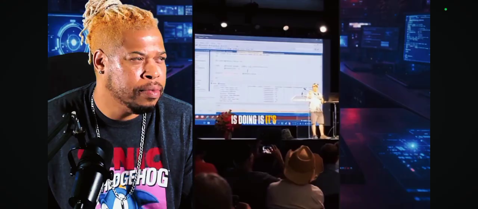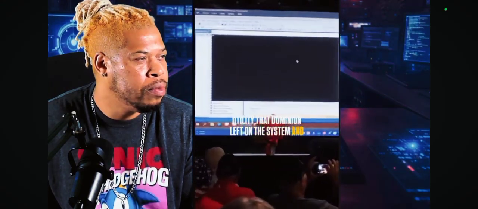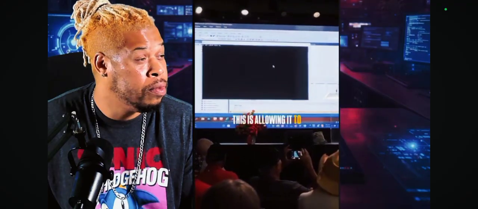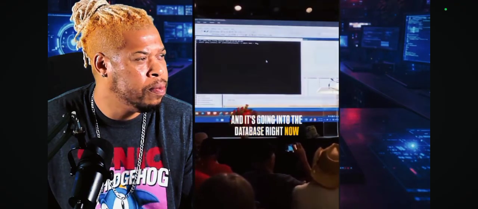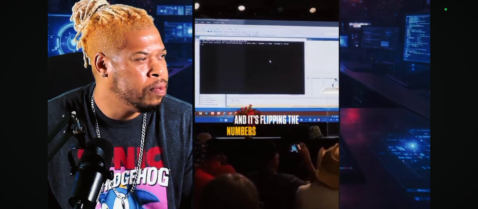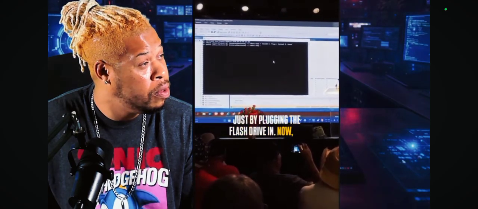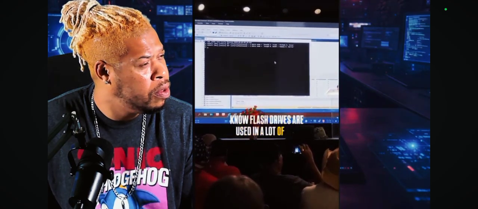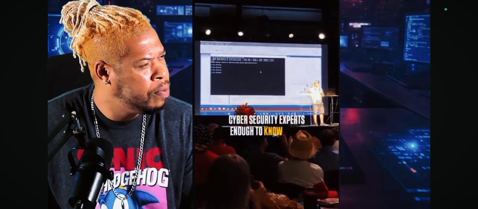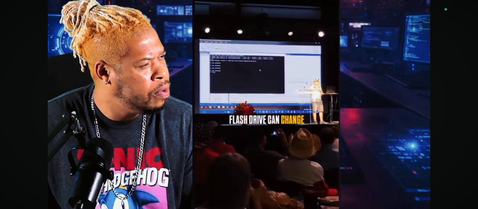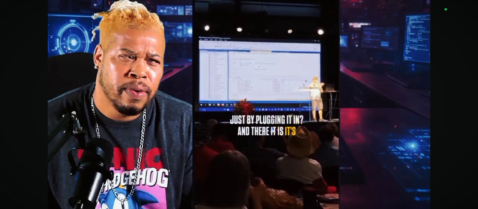What this is doing is it's pulling up a second backdoor utility that Dominion left on the system. And this is allowing it to pretend it's a keyboard. And it's going into the database right now, and it's flipping the numbers in the database just by plugging the flash drive in. Now, we know flash drives are used in a lot of our elections. Do you think our election officials are cybersecurity experts enough to know that a flash drive can change results of an election just by plugging it in? And there it is. It's gone.